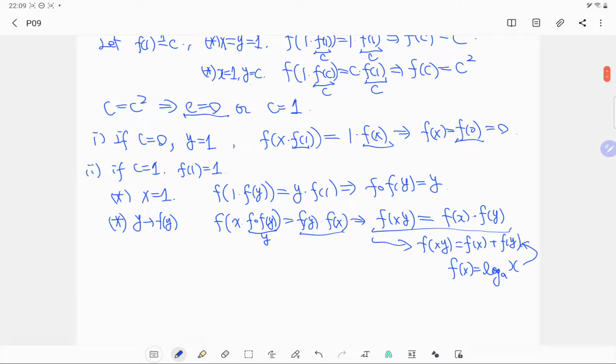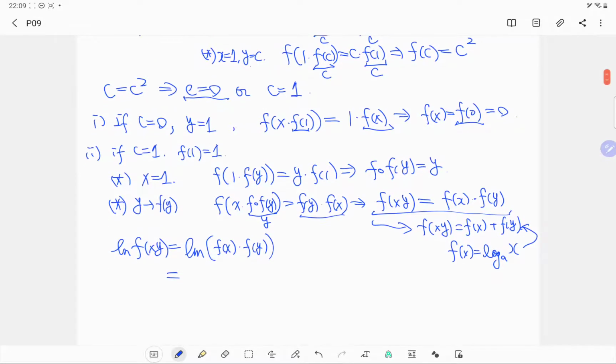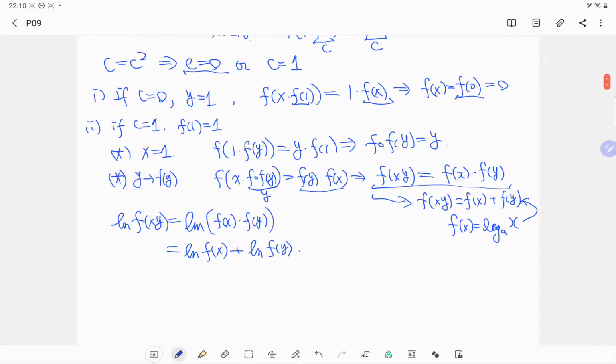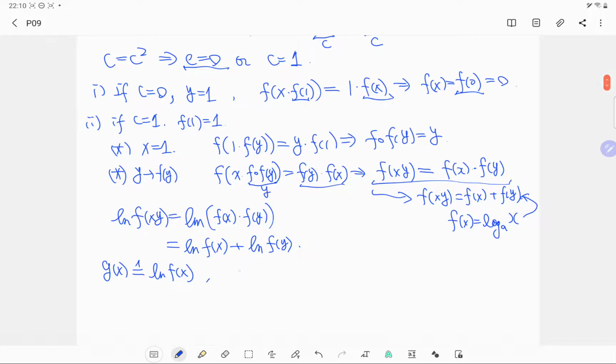So let's see, we can take natural log on both sides. So we will have natural log of f of xy equals natural log of f of x times f of y. And as we know that natural log turns multiplication into addition, it will just turn into natural log of f of x plus natural log of f of y. So we can assume g of x is natural log of f of x. So it turns out to be g of xy equals g of x plus g of y.